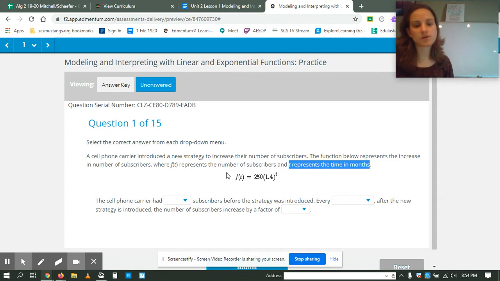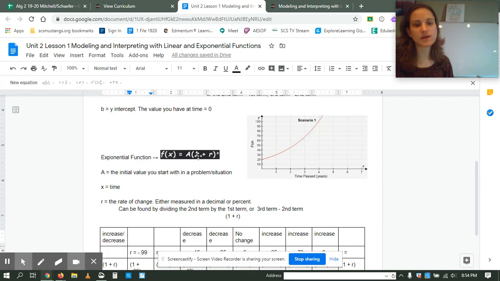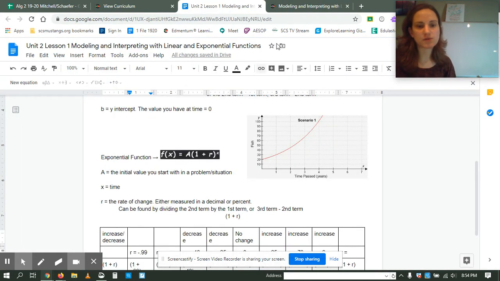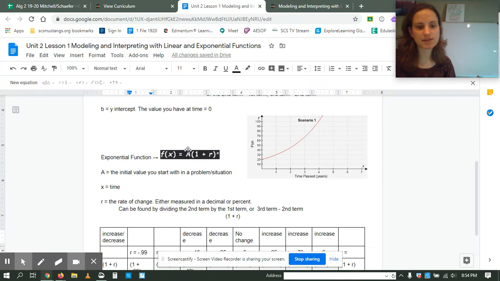Comparing the form f of x equals mx plus b to this form, this is going to be an exponential function, because it has a number times another number to an exponent. It's got an exponent variable in it, and that's how we know it's an exponential equation. We've just got to use our basic form of equation and match things up. So we've got 250 out in front. That is our a value.